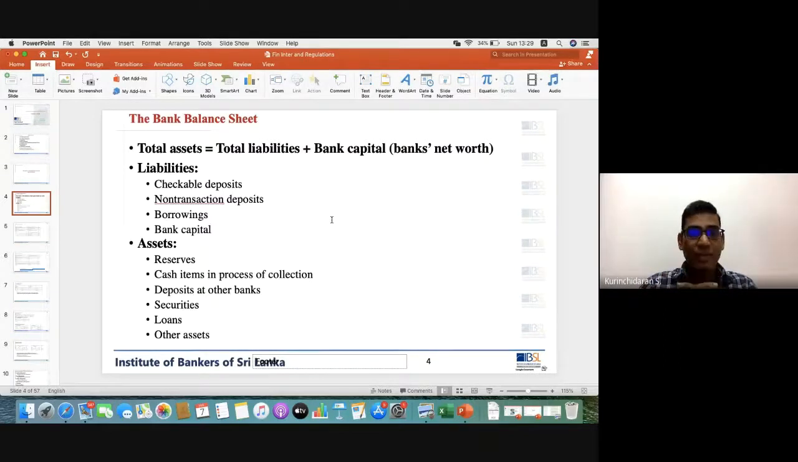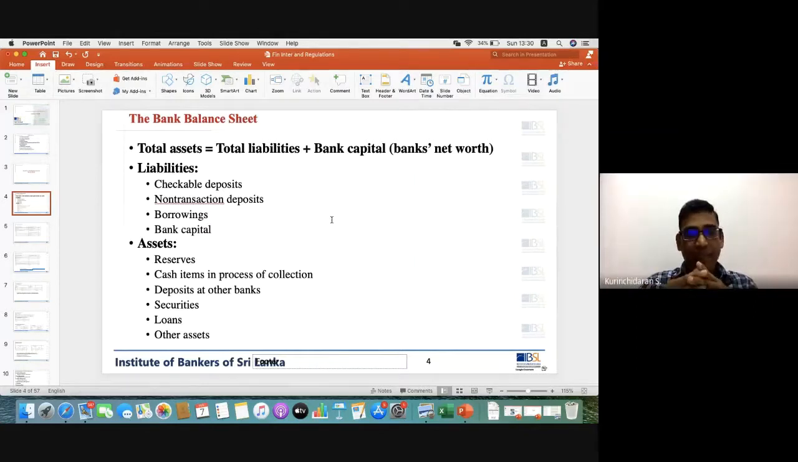That is the reserve. Or the cash items in the process of collection, meaning there may be a check belonging to bank A, and they are waiting for that check to be realized. So it's a cash item in the process of collection. At the same time, bank A can deposit its money in other banks, or buy securities. That means they can buy treasury bills, treasury bonds, or invest in any other securities, be it debentures, whatever it is.